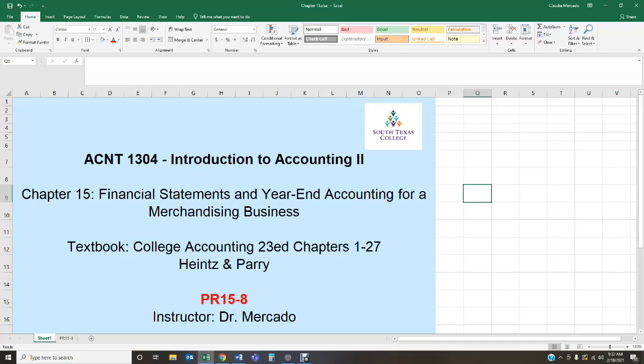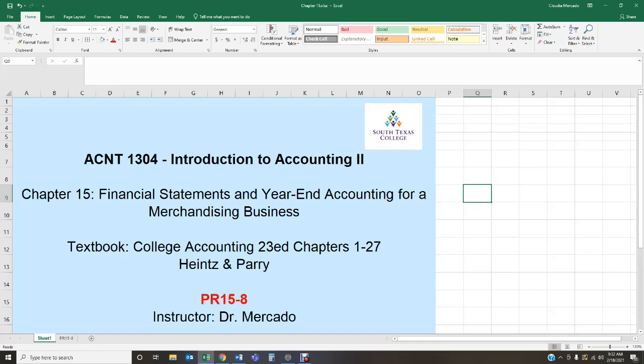Okay, all of those figures are provided to serve as guidance as well as examples to completing your homework assignments. Now, I have selected one problem this week to go over. This is problem 15-8, and the reason I selected this problem is because it allows me to explain how to create both an income statement, a statement of owner's equity, and a balance sheet for a merchandising business. Okay, so this is going to be a long problem.